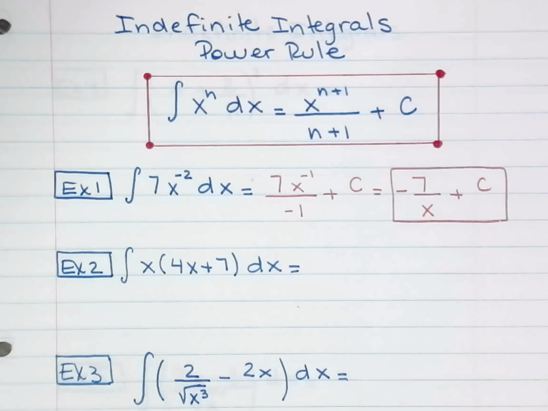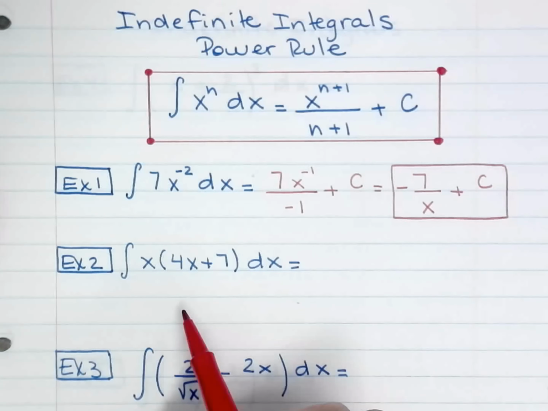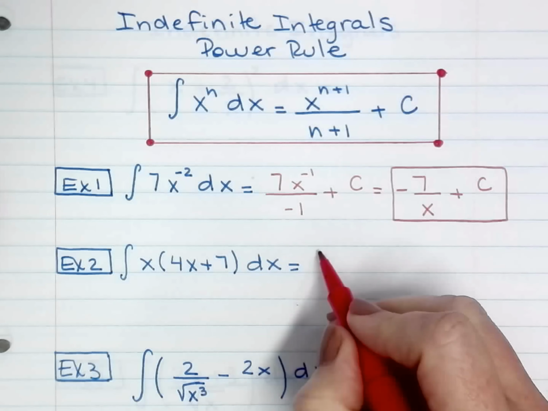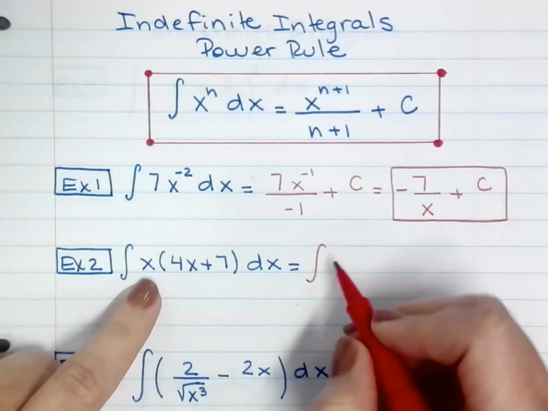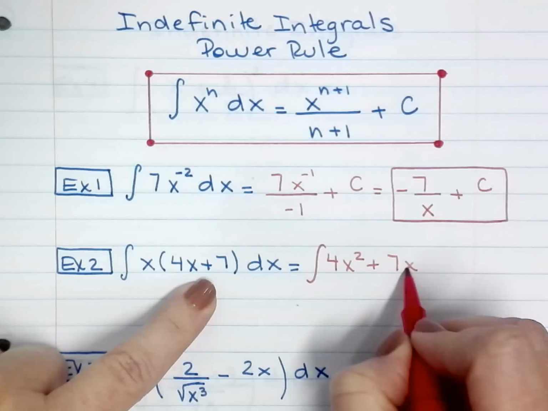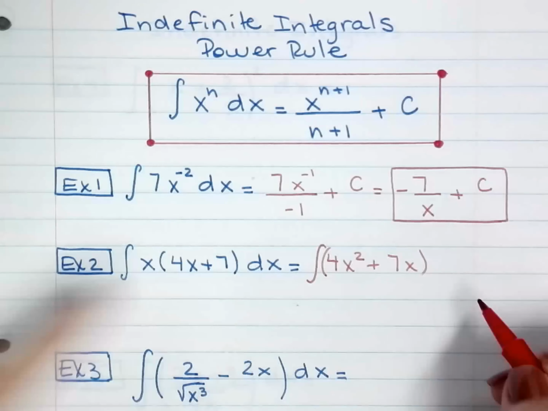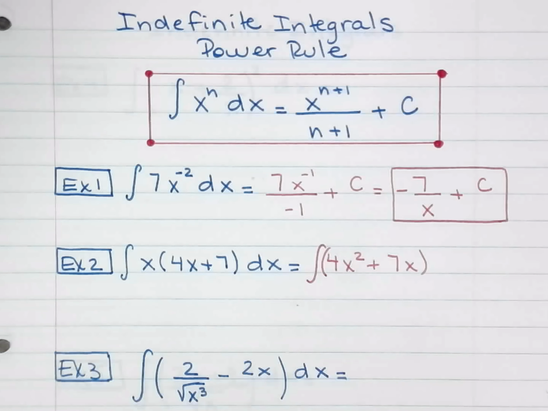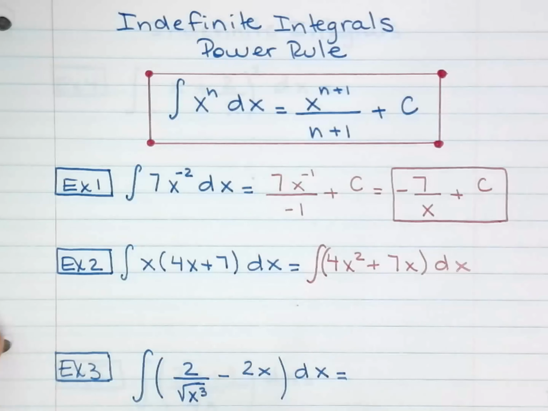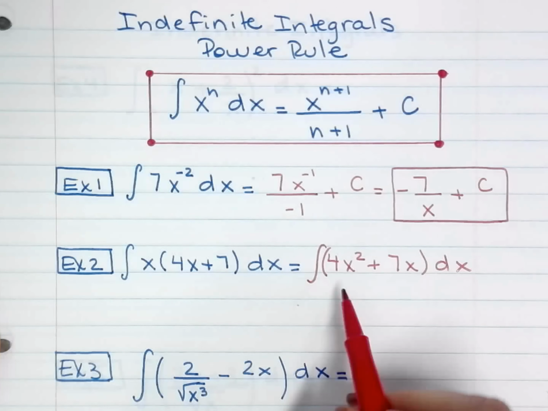Okay, so now the next one. We're going to simplify before we start doing the integrals. So distribute right there. So in reality, your question will be 4x squared plus 7x. You're finding the integral with respect to x. That's how you read it. Okay, so off we go.